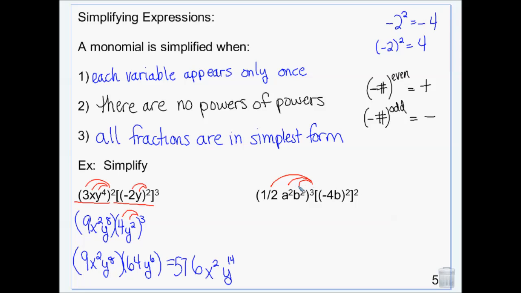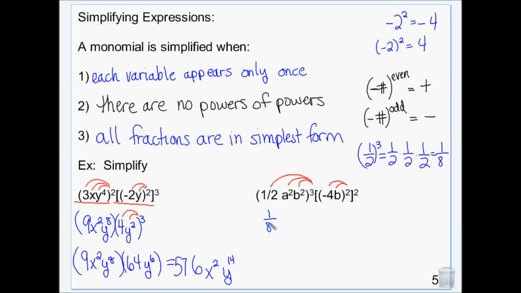Okay, I'm going to do both of these in the same step. So I have a half to the power of 3. Let's do that real quick. 1/2 to the power of 3: 1 times 1 times 1 is 1, and 2 times 2 times 2 is 8. So this is going to become 1/8.